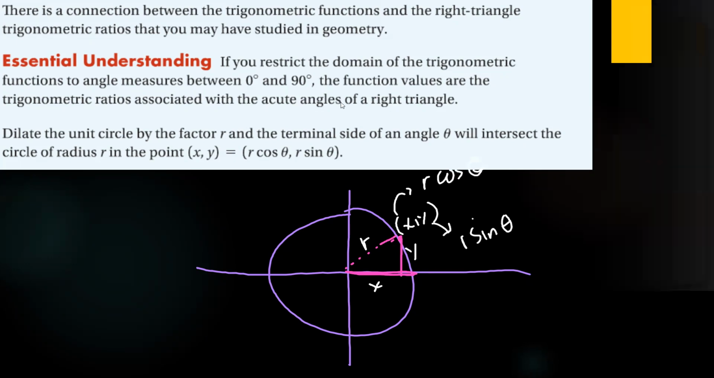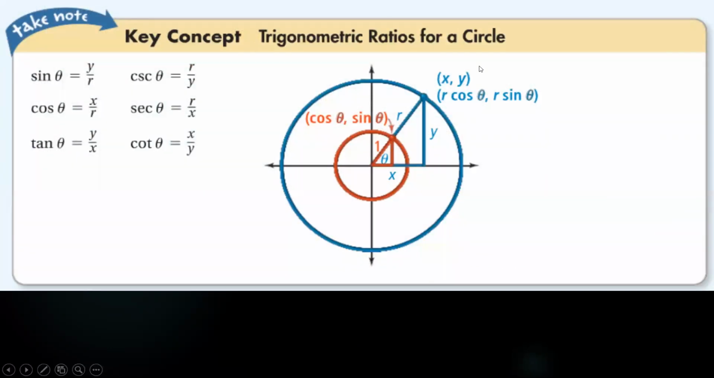So look at this unit circle here. We can find the trigonometric ratios from the unit circle, and this is the relation between them. Sine is Y over R, cosine is X over R, tan is Y over X, and cosecant is R over Y. This is how we can find them from the unit circle.